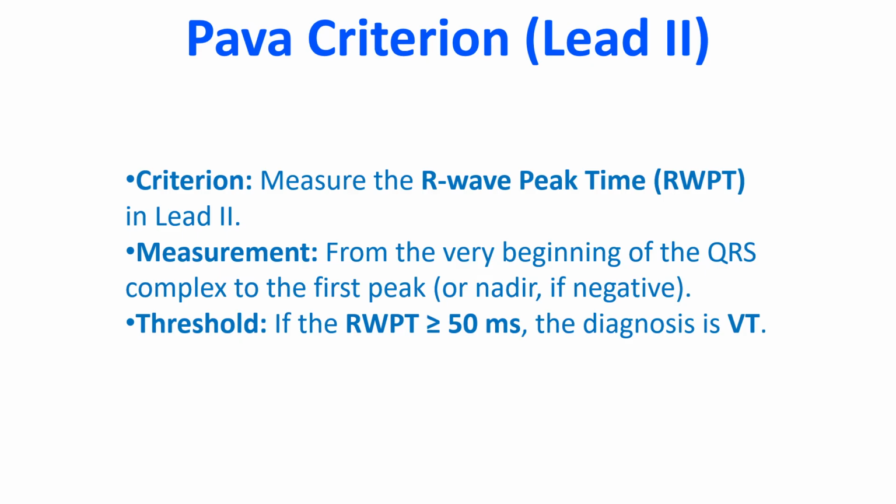the QRS complex to the first peak, or nadir if it is a negative wave. Threshold: if the R wave peak time is more than or equal to 50 milliseconds, the diagnosis is VT.